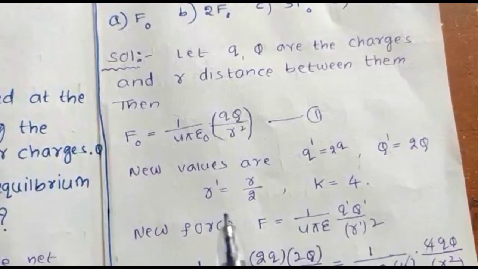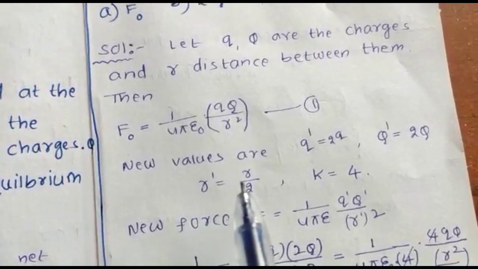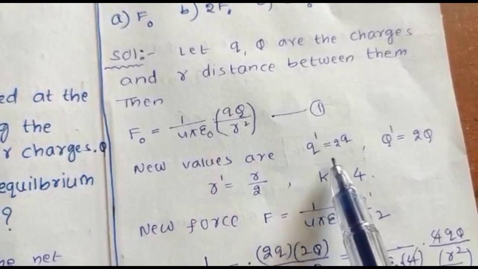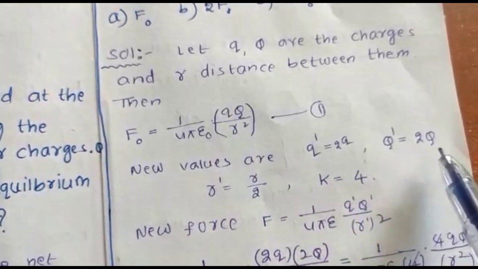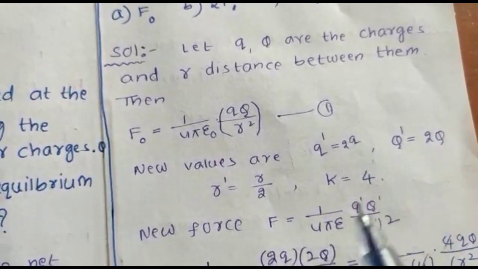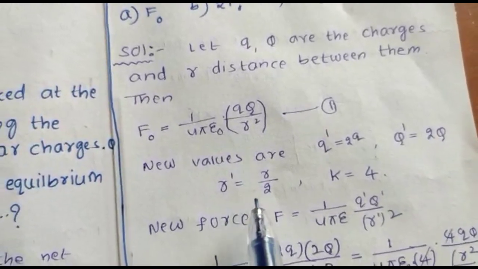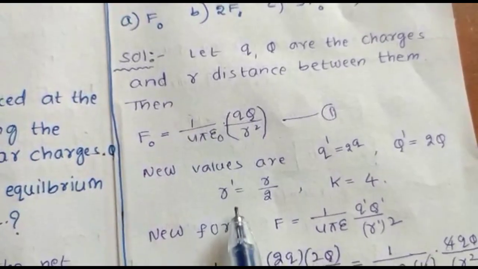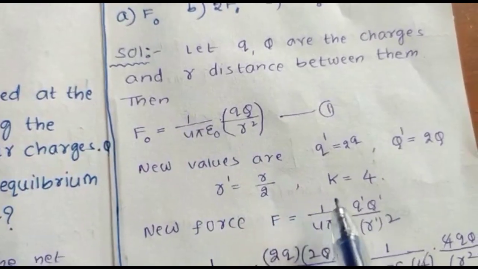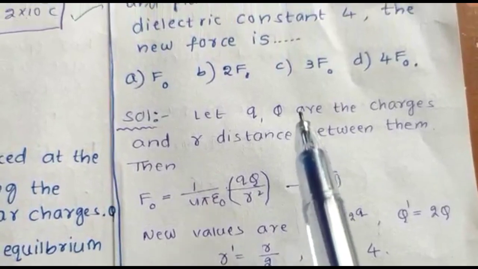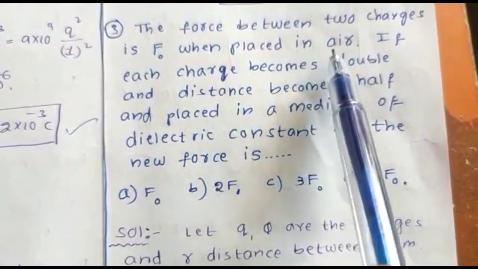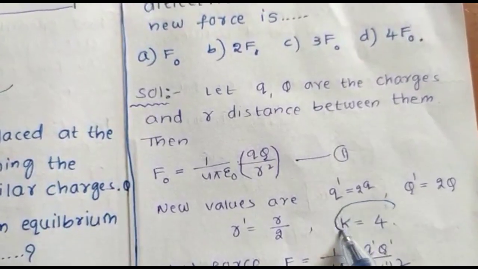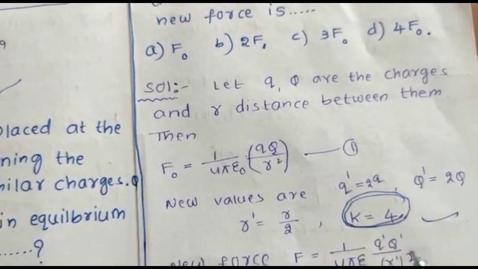According to the question, each charge becomes double. Therefore Q becomes double, the new Q dash is equal to 2Q, and the second charge also becomes double, so Q dash is equal to 2Q, and the new distance becomes half. The initial distance I considered R, but the final distance is R by 2. Initially the two charges were in air, but in the second case they are in a medium whose dielectric constant K is equal to 4.